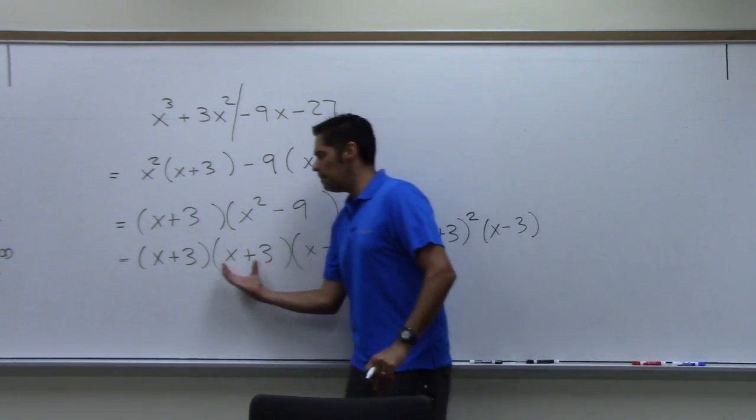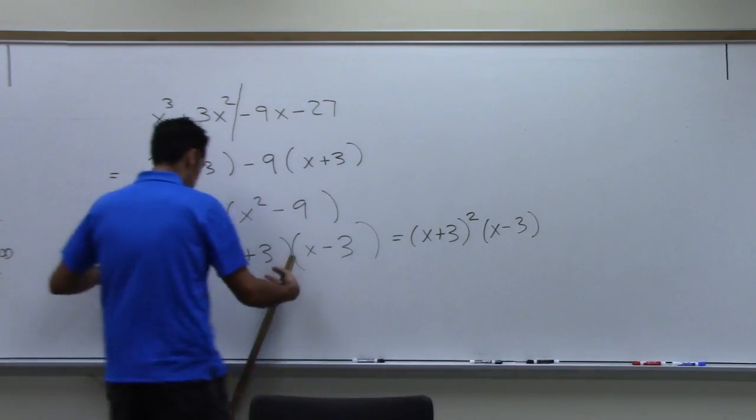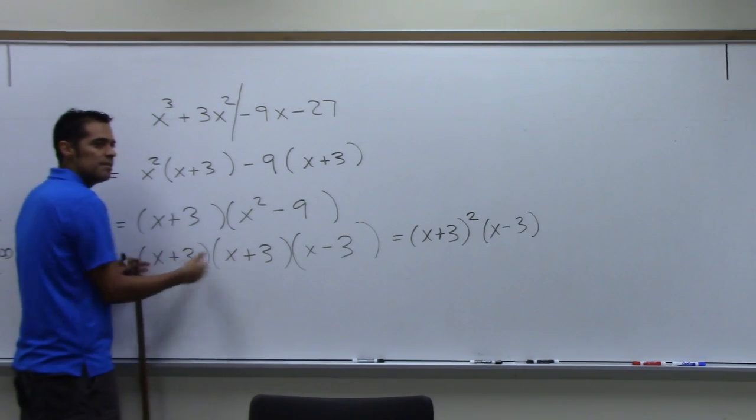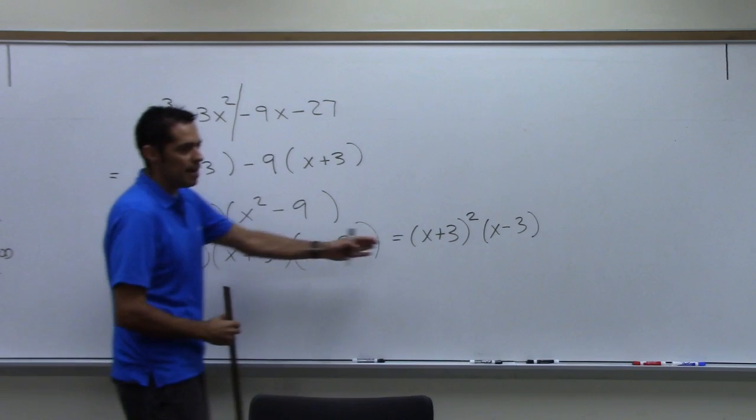Do you see these are the same? I'm not multiplying them together and doing FOIL, right? I'm just saying, hey, look, anything times itself is that squared. So I'm just rewriting that notation.